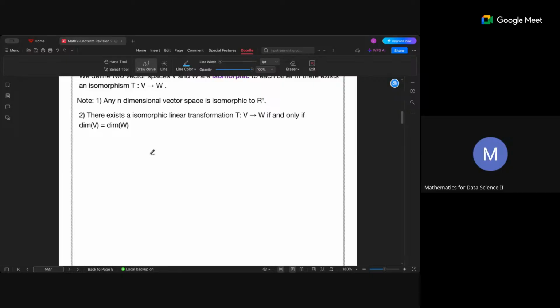There will exist a linear transformation definitely. That is why it is an if and only if condition. Okay, so for example, let me ask a very simple question from matrices.